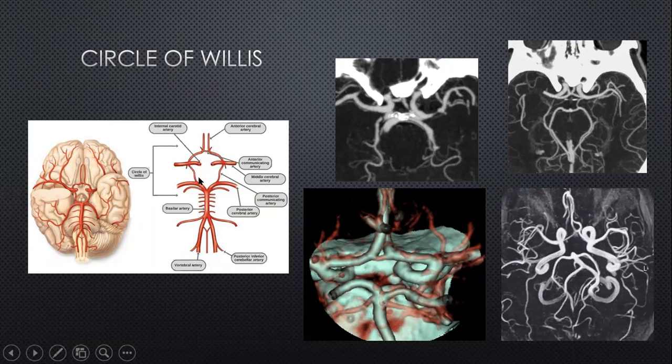Posteriorly, you get the posterior communicating arteries on both sides, which join together with the posterior cerebral arteries, which come from the basilar artery. And the basilar artery, of course, is formed by the vertebral arteries. So the circle of Willis is itself formed by the ACA, the carotid, the PCOM, and the PCA. So that's the circle of Willis, and those are the derivatives of them.